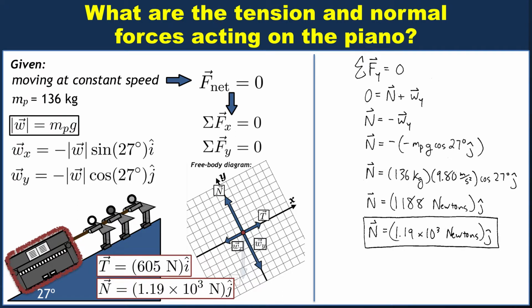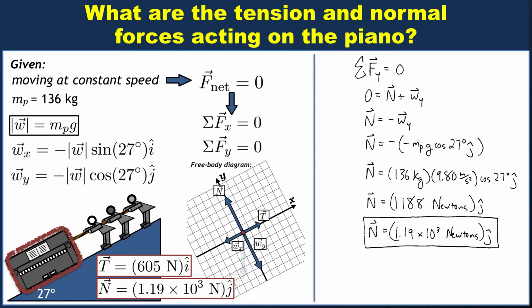Now before we officially declare this problem solved, we should make sure that the numerical answers we just got are consistent with our diagram. Make sure we didn't screw up the signs. So the tension points in the positive x direction on the diagram, and indeed we have a positive number times i hat, so that checks out. Normal force points in positive y. Our expression is a positive number times j hat. That checks out.